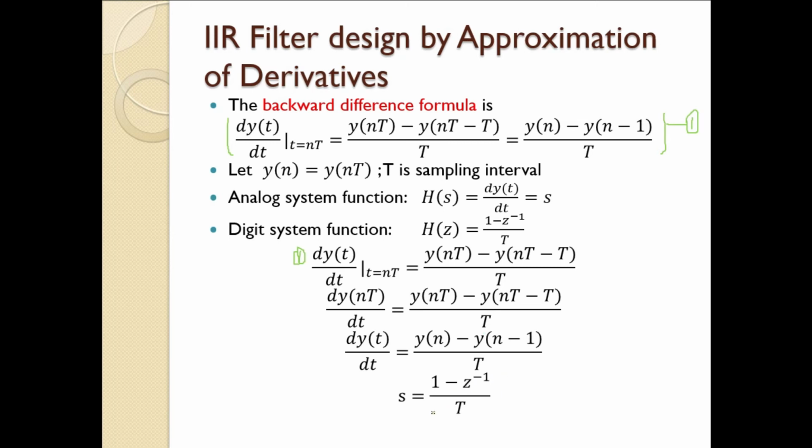Then s is actually this equation, so we substitute this dy(t) divided by dt as s. So we put in equation 2 here, we substitute this equation here with s. And then this one we simplify into z transform. We will get 1 minus z to the power of minus 1, divided by T. So we get this equation. So we prove that our s is equal to 1 minus z to the power of minus 1, divided by T.